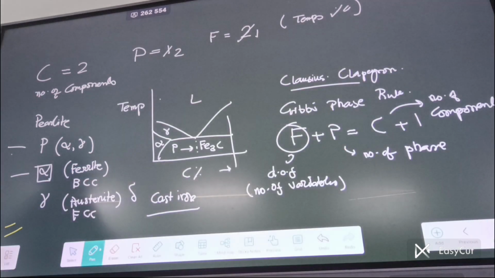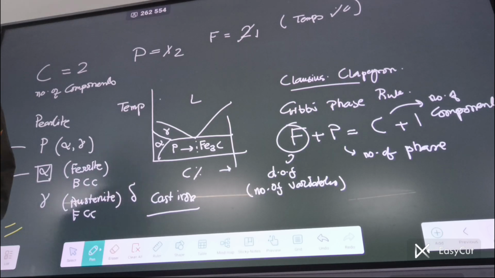So you can see how thermodynamics is related to each and every aspect of materials science. Okay. So I will stop here.